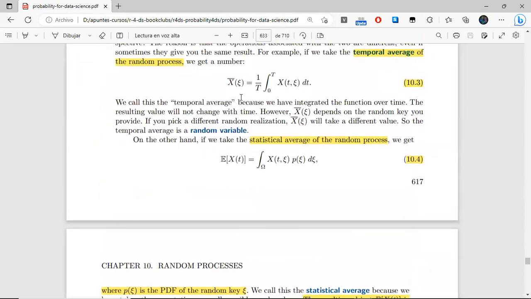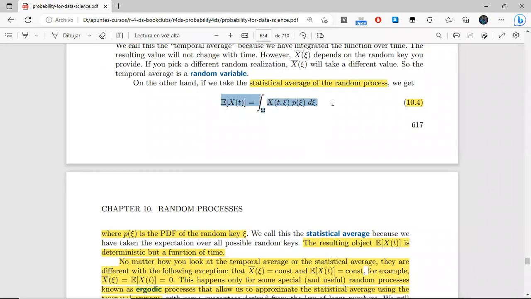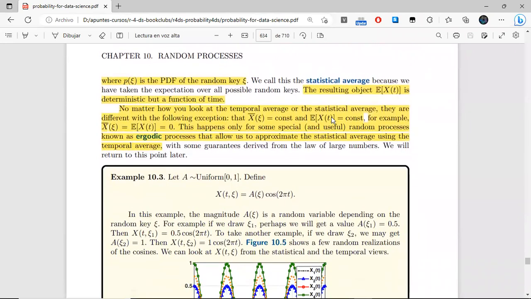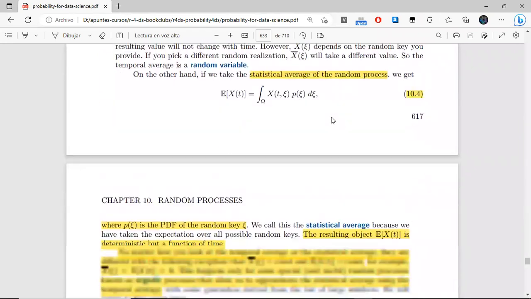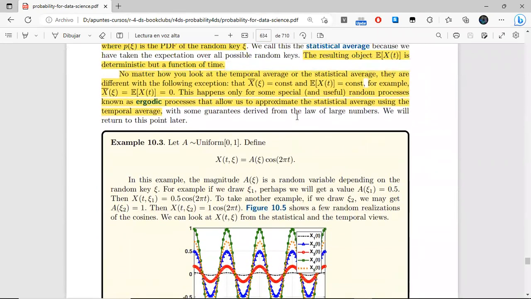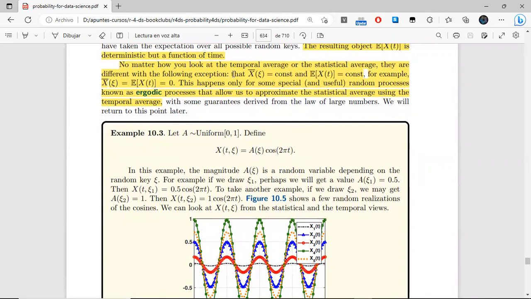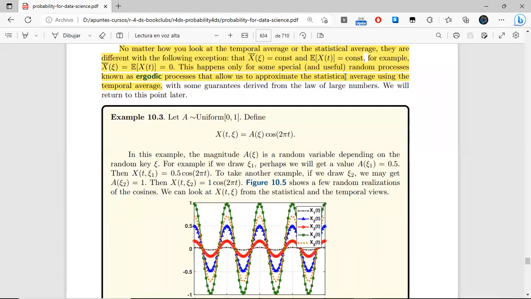An interesting part is that this distinct type of average, that is the temporal average, and the statistical average, in general, are not related, but under certain conditions, each one of them does tell you information about the other one. We take special emphasis on those cases because they are easier to work with, at least mathematically. And the conditions are this one over here. The temporal average is constant, and the statistical average is also constant. In particular, if they are the same value and they are also zero, then this random process is known as ergodic. And we can approximate the statistical average using the temporal one.